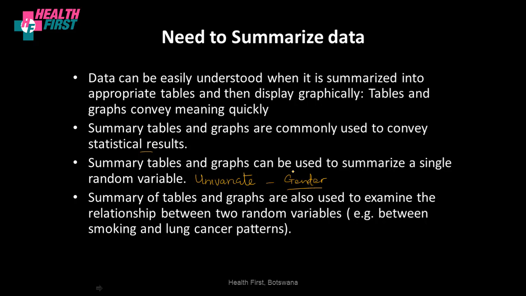Summary tables and graphs can also be used to examine the relationship between two random variables. You may look at gender and alcohol use. You may look at gender and, let's say, eye color, as we will see in the presentation later on. In that situation, you are dealing with bivariate, so you are looking at two variables and how these variables interact with each other.